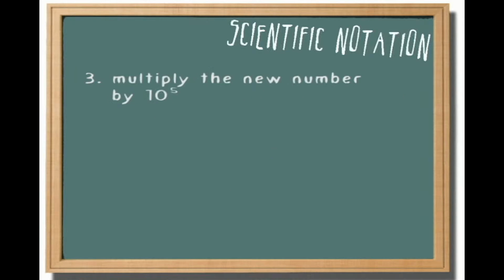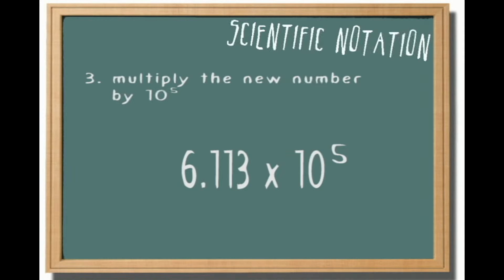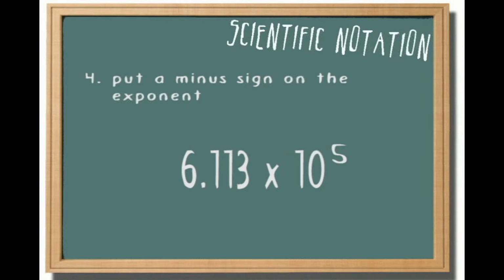Number 3. Because we moved the decimal point 5 places, multiply your new number by 10 to the 5th power. And, like I said earlier, because we moved the decimal point to the right, that means that we should put a minus sign on the exponent. Our original number, in scientific notation, is simply 6.113 times 10 to the negative 5th power.